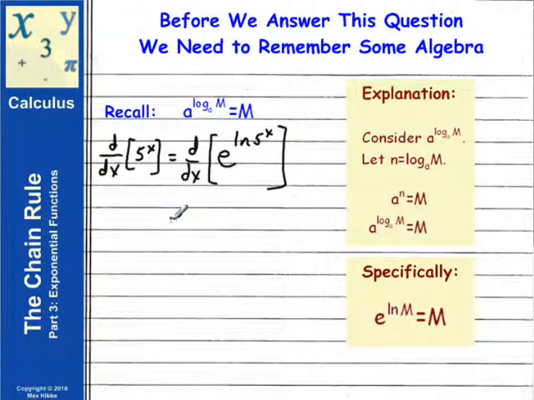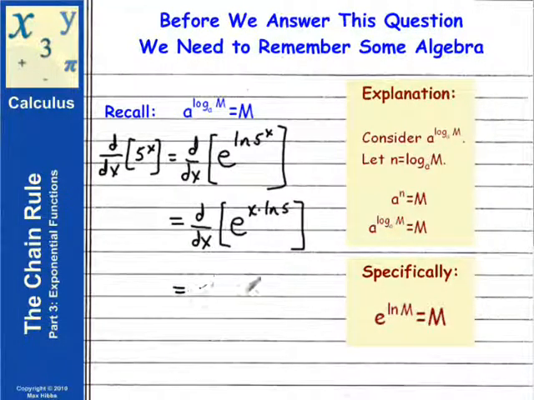Now, let's use a law of logarithms that we surely remember. That is, if we have the logarithm of something to a power, that power can be written as a coefficient in front of the logarithm. So we'll write this as the derivative with respect to x of e to a power, and we're going to write the power as x times the natural log of 5. That's using laws of logarithms.